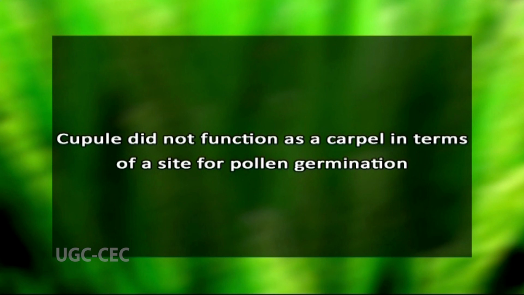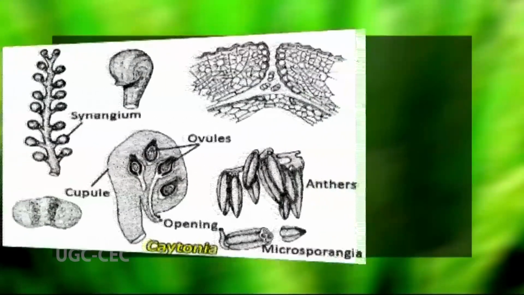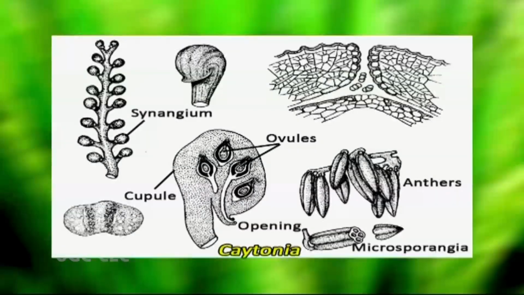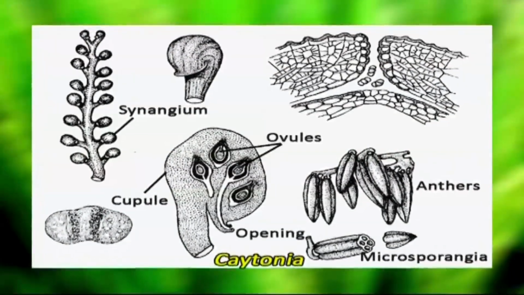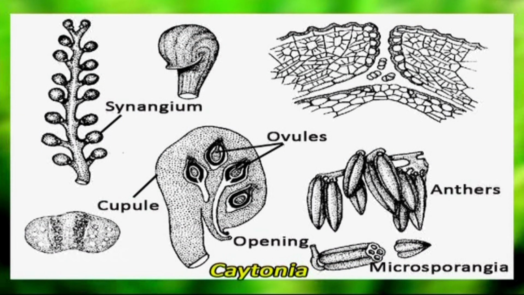in Angiosperms. Another viewpoint about the cupule of Caytonia is that it is a homologue of the second integument, which is present in the ovules of the majority of the Angiosperms, and might have evolved by reduction of the number of ovules within the cupule to just a single one. Although the homology of reproductive structures in Caytonia with reference to Angiosperms is largely unclear, still they are more closely related to the Angiosperms than to the Gymnosperms.